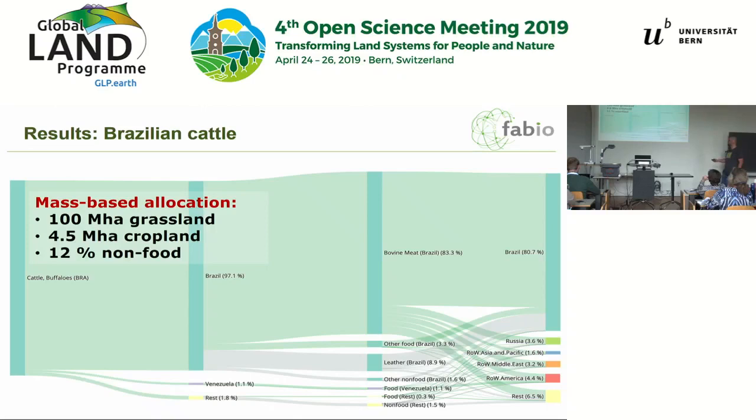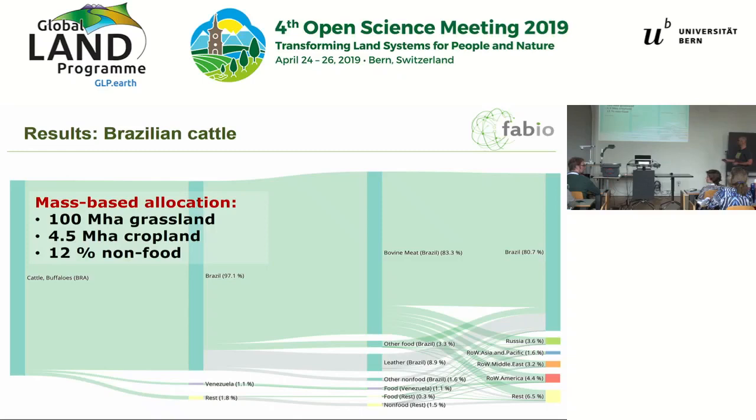we see 12% non-food uses. So the cattle supply chain is actually not very complicated. Most of it ends in Brazil. There are only little exports of live animals, which I can imagine for Venezuela, but I don't know how millions of cattle are exported to Lebanon. That's one of the biggest export flows. Yeah, but it's actually happening.